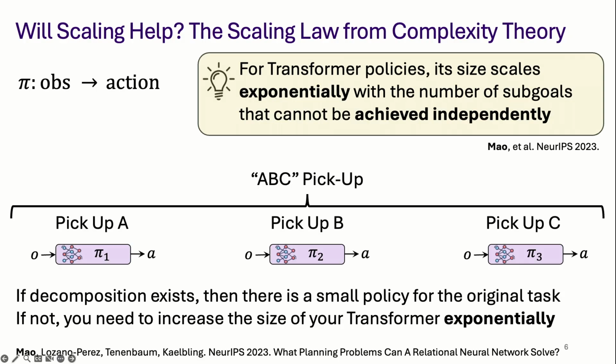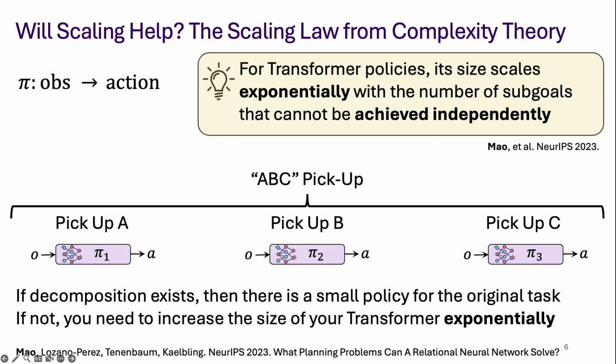So to put this in context, if you consider the ABC pickup example that we talked about before, it's tempting to decompose this task into pickup A, pickup B, and pickup C. But actually, this decomposition won't work, because the particular way that you pick up object A is going to affect whether or how you can later on use that to pick up C. So such kind of decomposition doesn't work. This is a harder problem that requires reasoning about the interaction between A, B, and C.